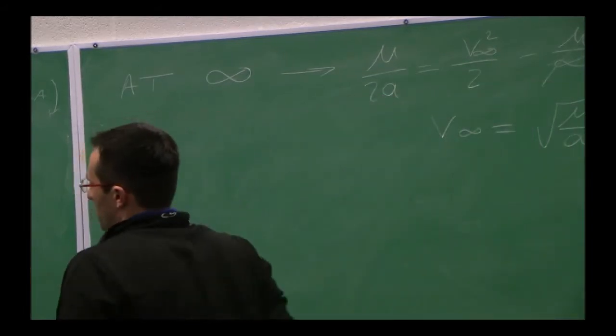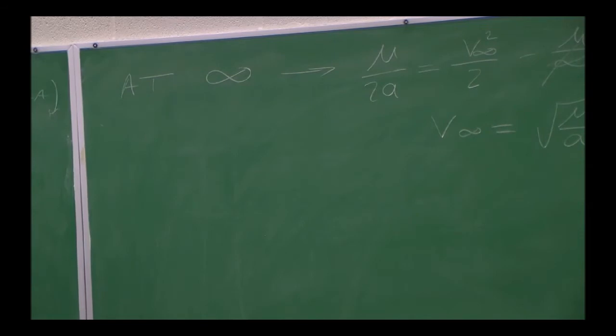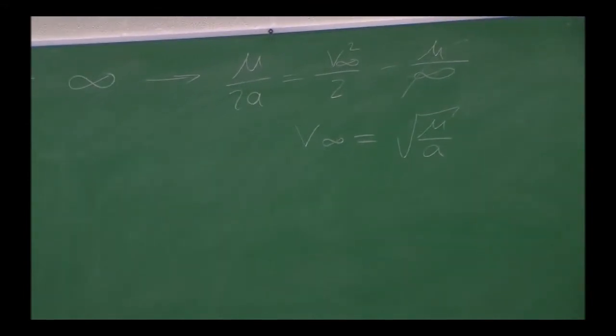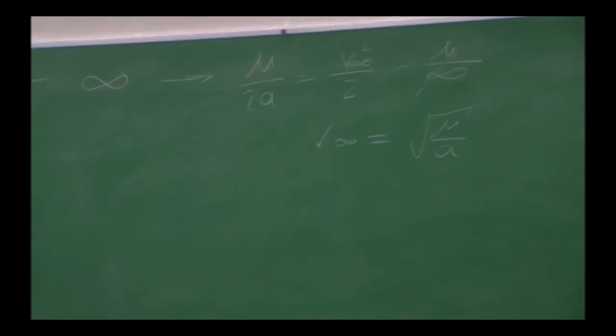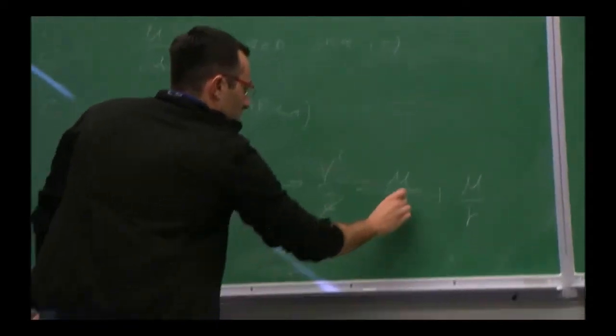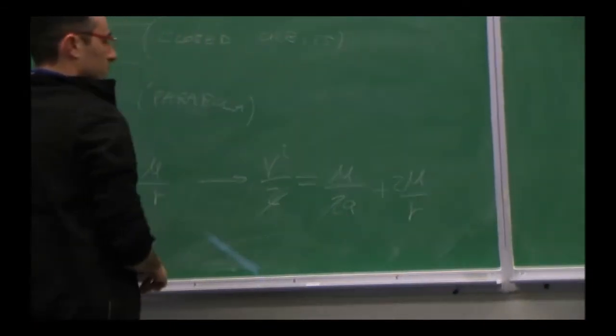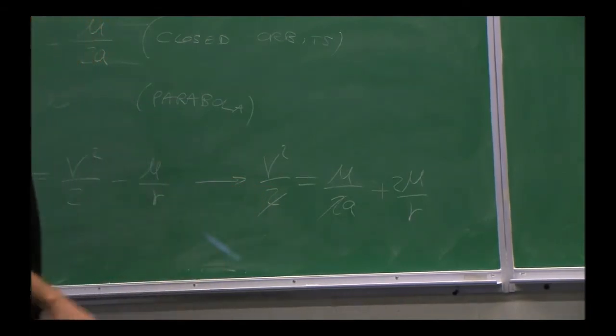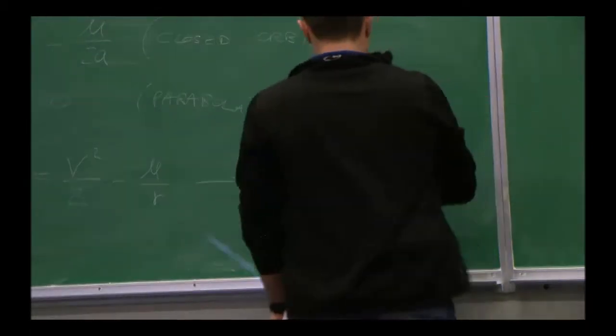So look at that expression, multiply both sides by 2. Move these on the other side. Well, let's do it. You get v squared over 2. It's also equal to mu over 2a plus mu over r. Put a 2 here. Okay? So I get the v squared.